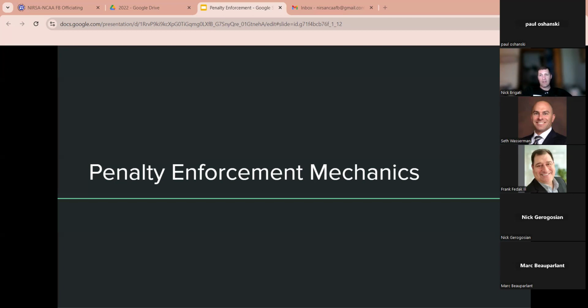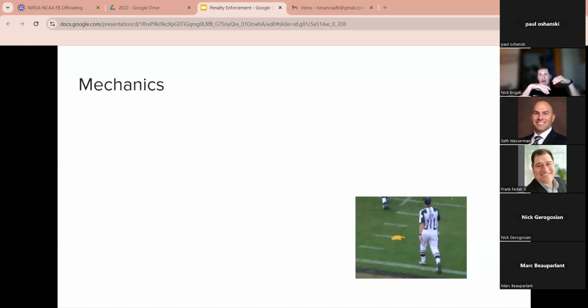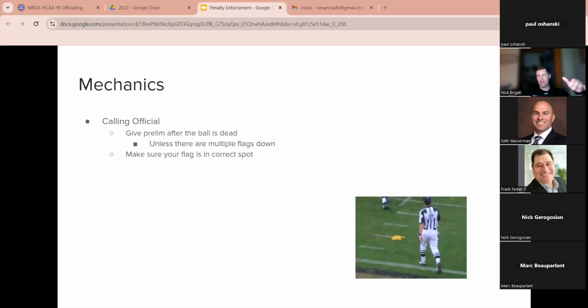All right. The last thing I want to talk about tonight, just briefly, is mechanics of enforcement. Obviously, I think I might have covered both 7 and 8. But just briefly, calling official, dead ball prelim, unless we have multiple flags down, make sure we get flags in the right spot. If we've got multiple flags down, make sure the flags match. We want to make this look as crisp and clean and obvious to everybody watching as possible. If enforcement is obvious, just give the referee the number, let the referees do their thing.